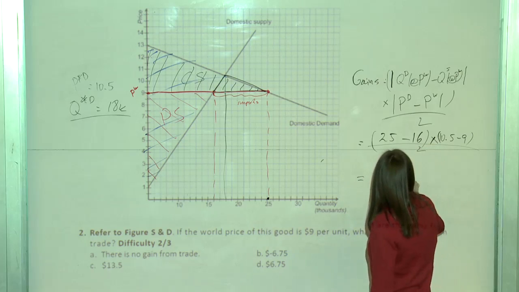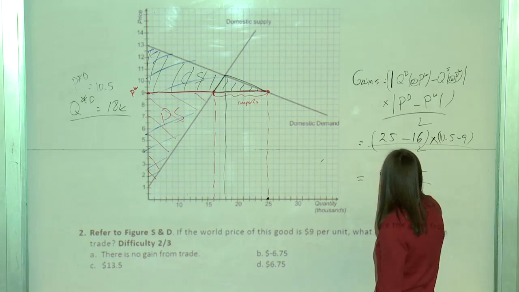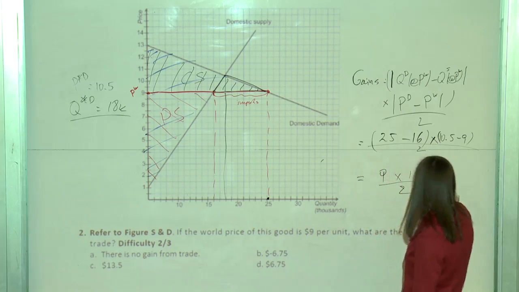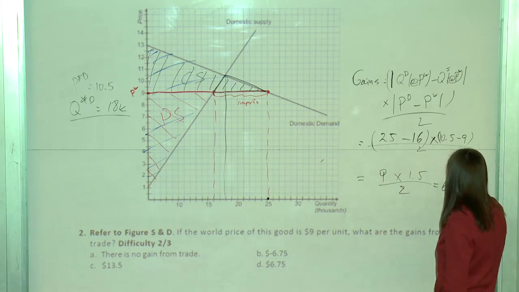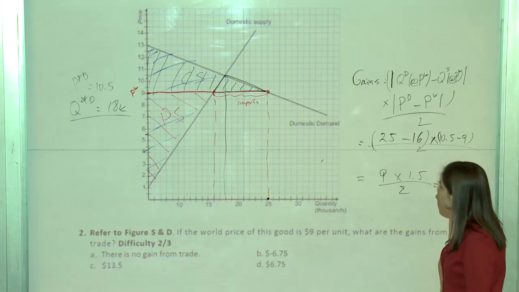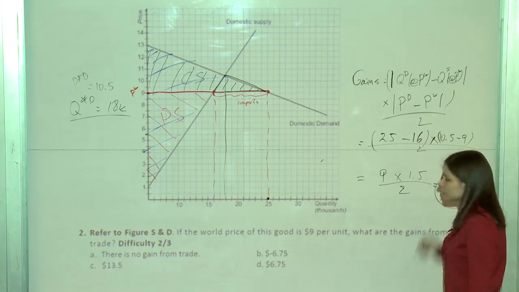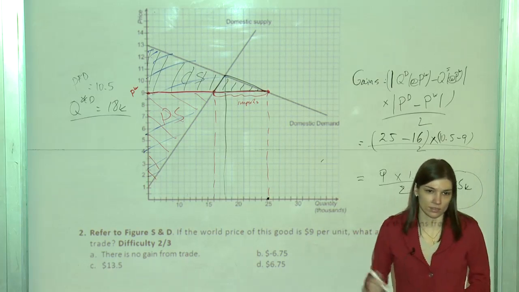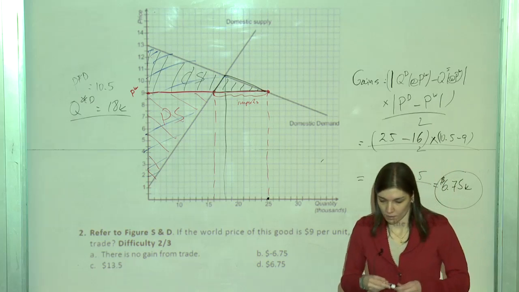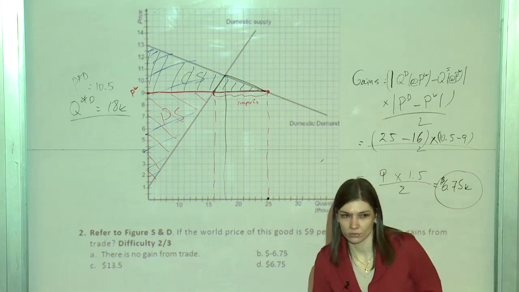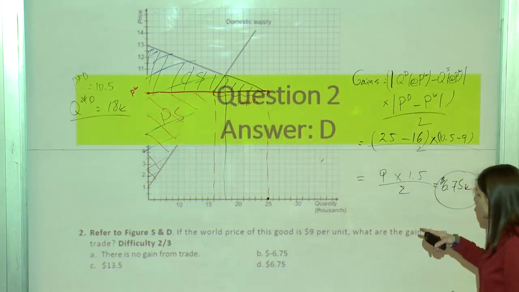So what is it? 9 times 1.5 divided by 2. This is 6 point something. 6.75. Well, that should be in thousand actually. $6.75 thousand, because quantity is in thousand. Any questions? The answer here is D.